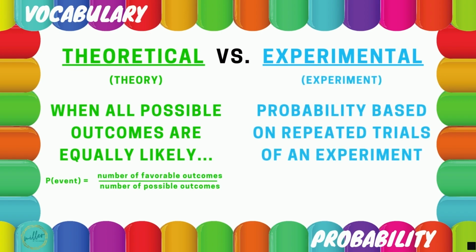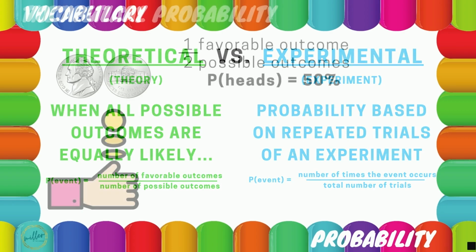And then we have experimental probability, which has that word experiment in it. So we actually have to conduct an experiment and find out what number of times we get each outcome. Its probability is based on repeated trials of an experiment. And to write down the experimental probability of an event, you figure the number of times the event occurs over the number of trials that you run.